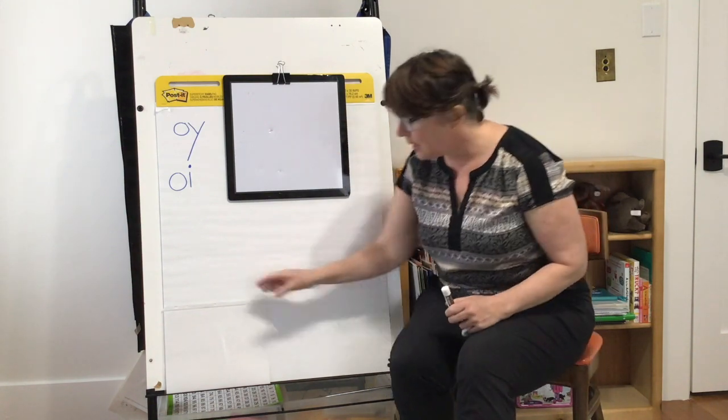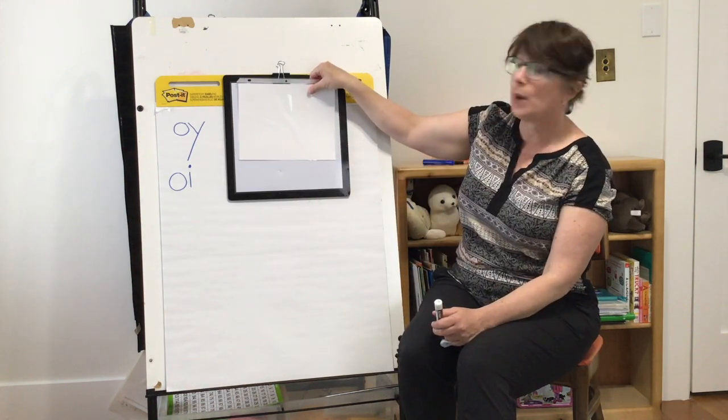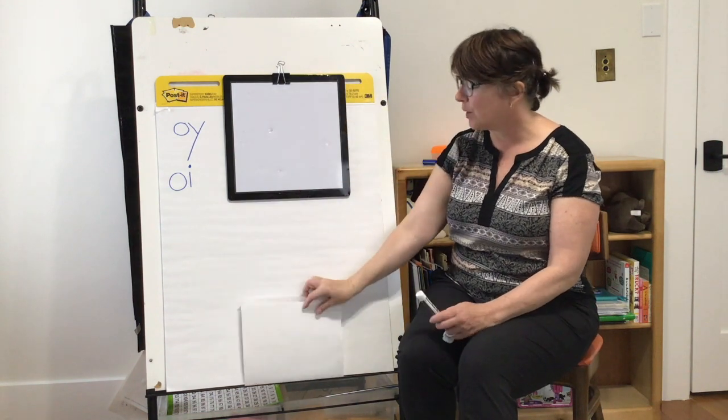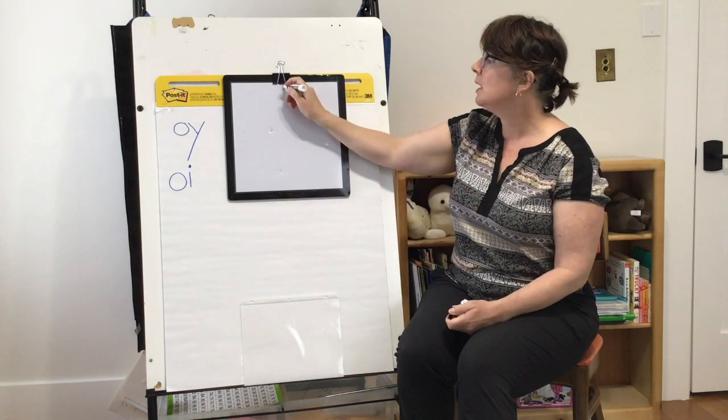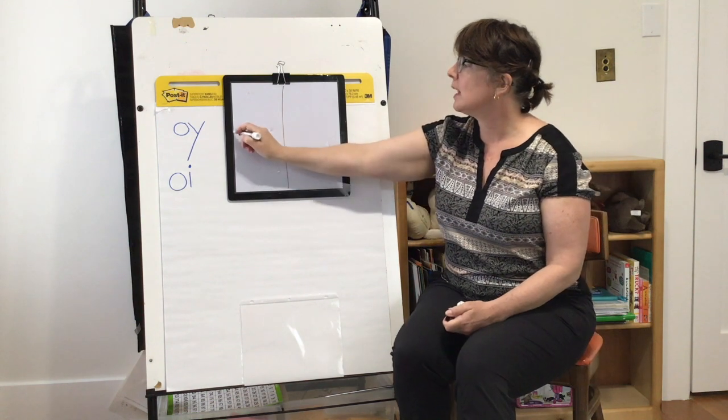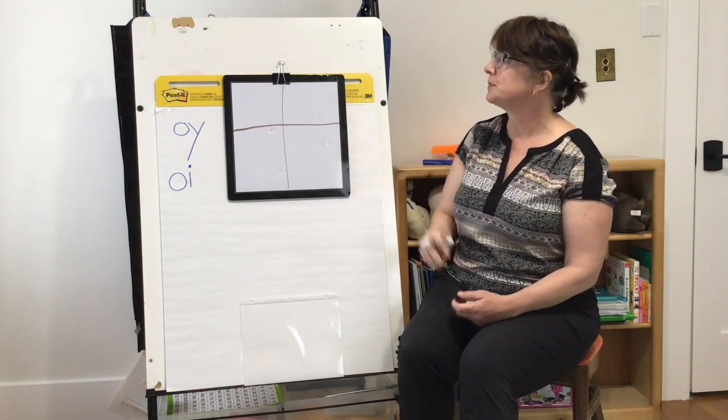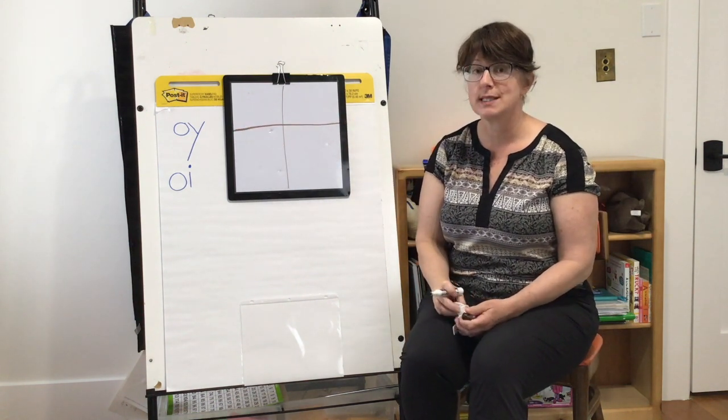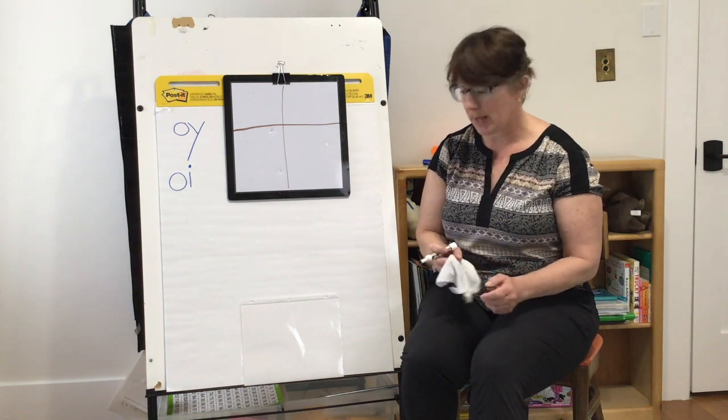So go ahead and if you have your whiteboard, use your whiteboard. We're going to make our game board just like we did at school. And you're going to draw a line down the middle and across the middle. And we'll do 4 words at a time, practicing the spelling pattern.